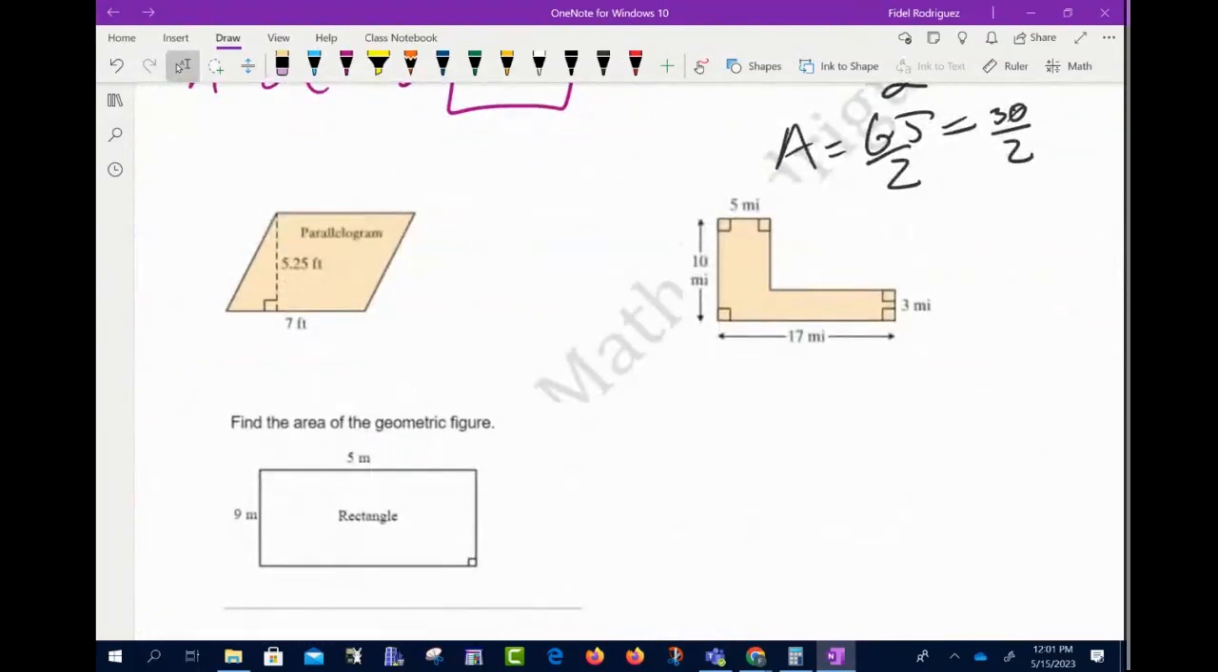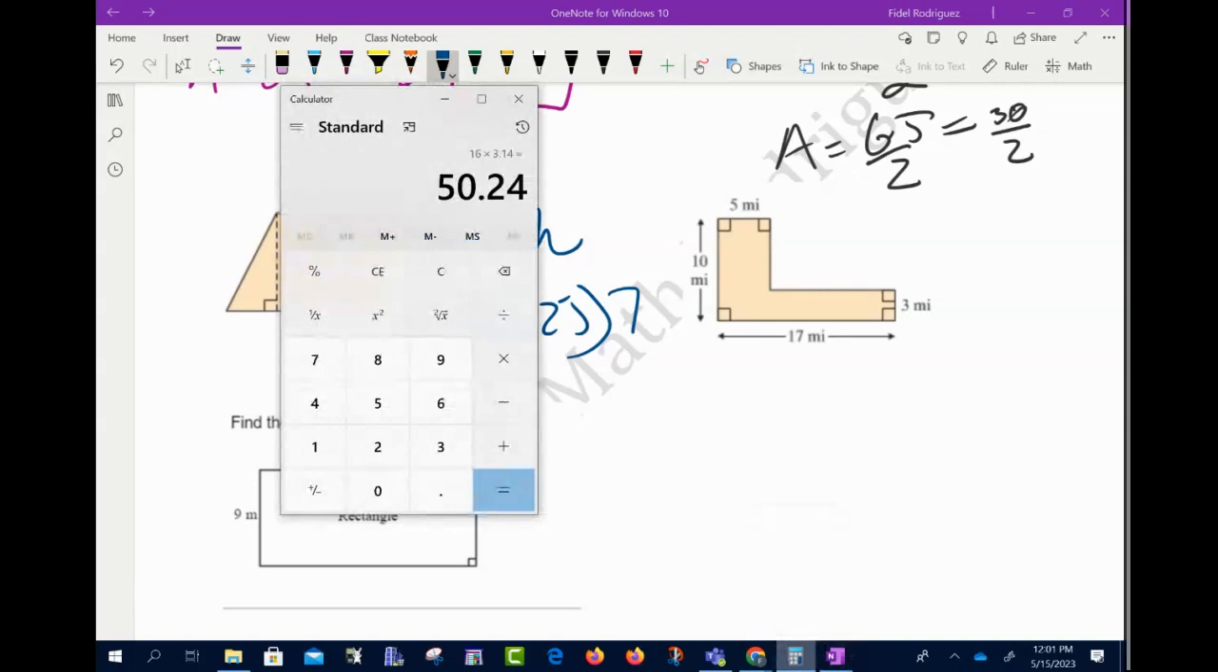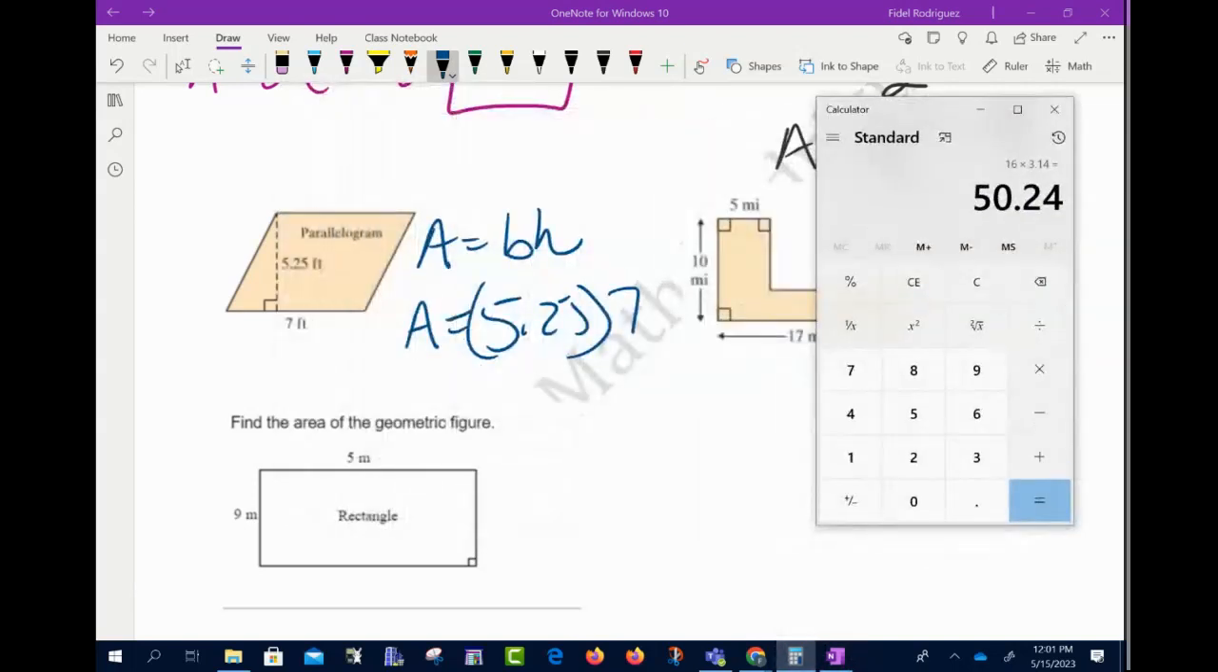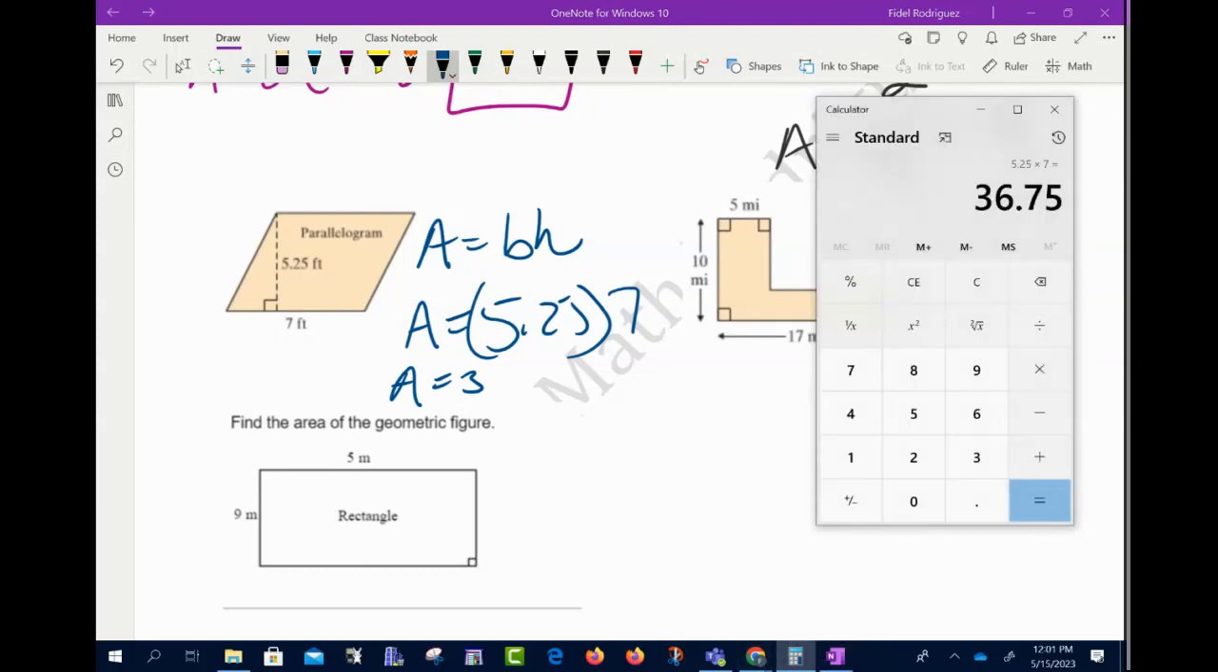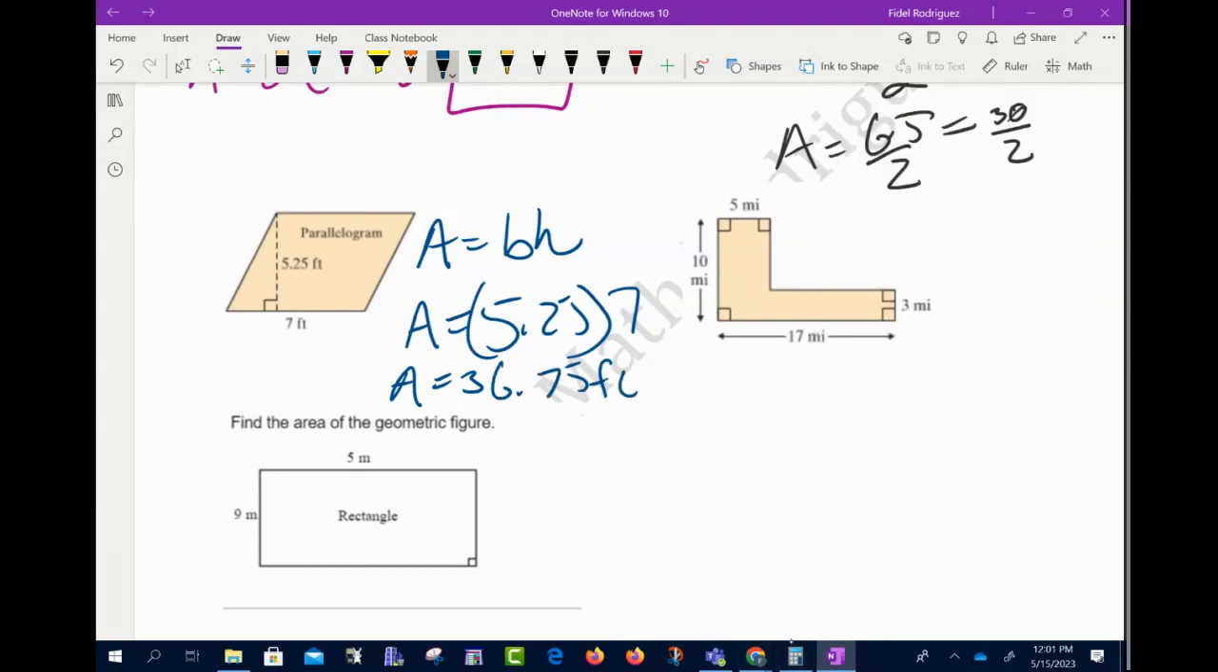Let's take a look at the next one. Parallelogram. The formula for the area of a parallelogram is the base times the height. Again, the nice thing about multiplying is that it doesn't matter what number you multiply first or what number you multiply second. So I'm going to take 5.25 times, in this case, 7, and I'm coming up with 36.75. What are my units? Feet, what? Squared. Good. 36.75 square feet, feet squared. It all means the same thing.